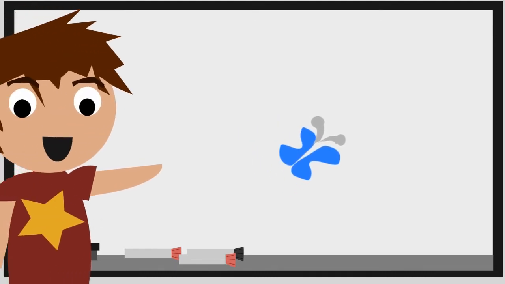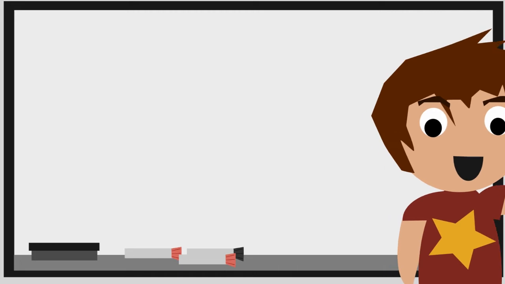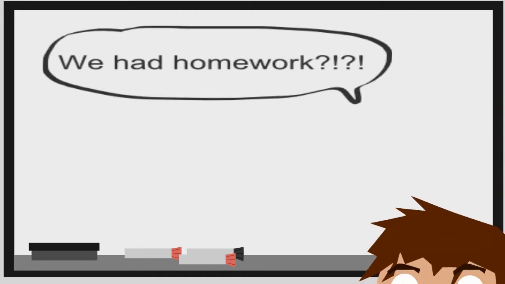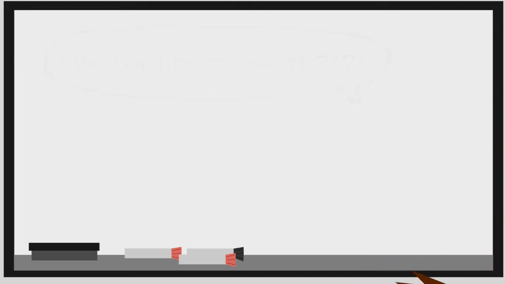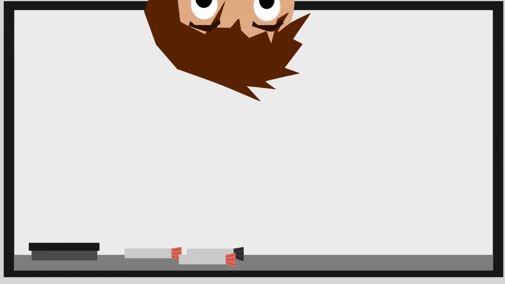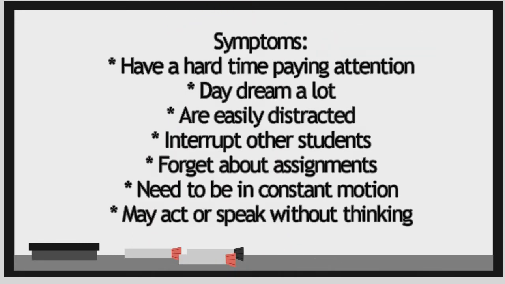Be aware of students that have a hard time paying attention, daydream a lot, seem not to listen, are easily distracted from schoolwork, forget about things like assignments, are in constant motion or unable to stay seated, squirm or fidget, talk too much, are not able to play quietly if you're in elementary school, or act and speak without thinking. Students with ADHD also may interrupt other students giving answers during class.